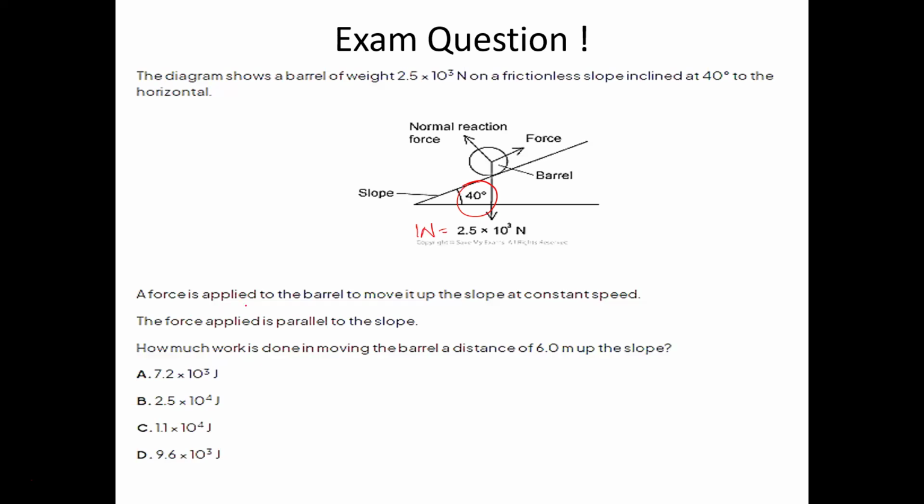A force is applied to the barrel to move it up the slope at a constant speed. So it is moving at a constant speed in an upward direction. The force applied is parallel to the slope. So there is going to be one force which is parallel to the slope. How much work is done in moving the barrel a distance of 6 meters up the slope?